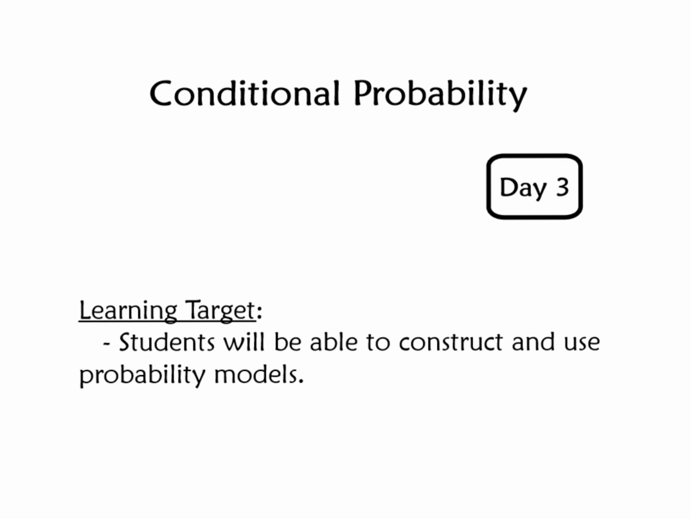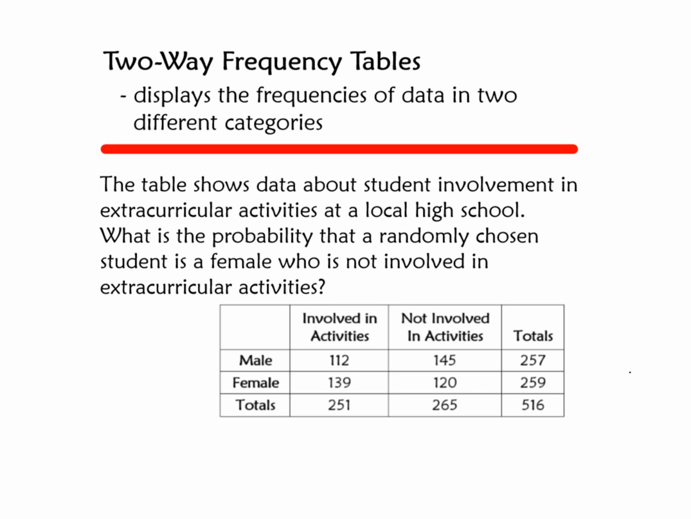Today we're going to talk about something called conditional probability. So the first thing we're going to look at is called a two-way frequency table. It just means it's displaying two types of data at the same time. All right, so here's one below.